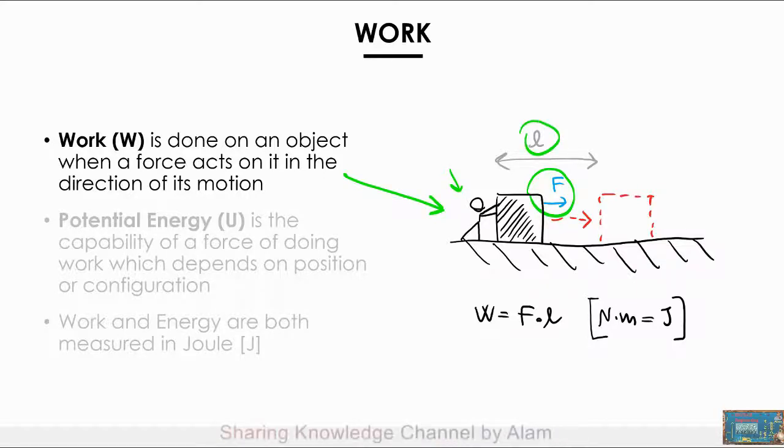Now, in this very simplified example, the work that the person has done, which I'm indicating with W, is equal to the product of the force multiplied by the distance. So the unit of measurement in this case is Newton, which is the unit always used for forces, times meters, which is obviously for the distance. This unit of measurement is also equivalent to Joule.